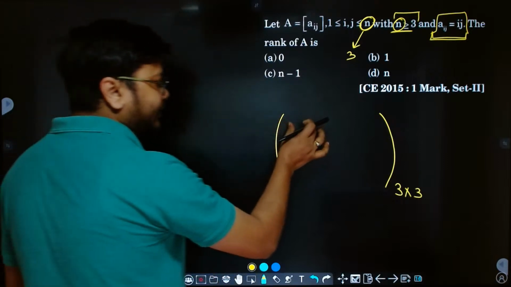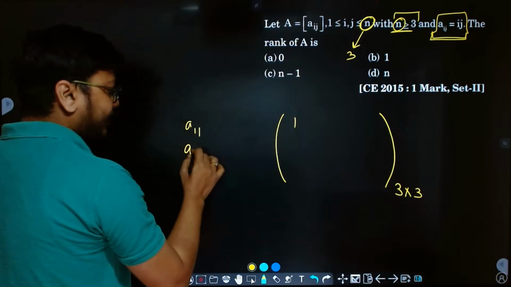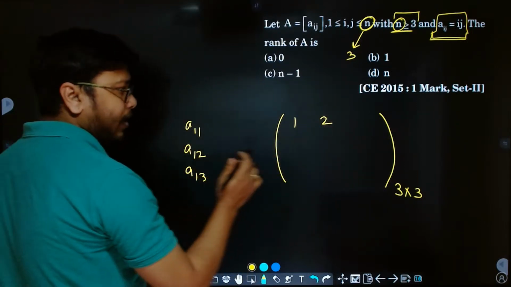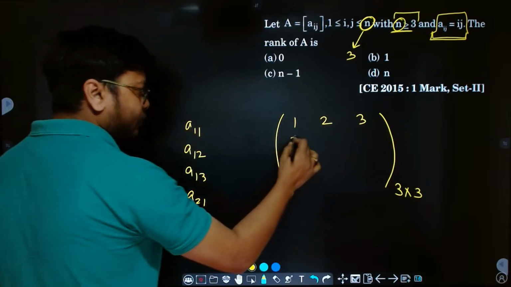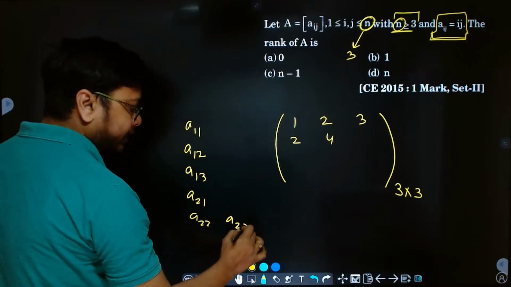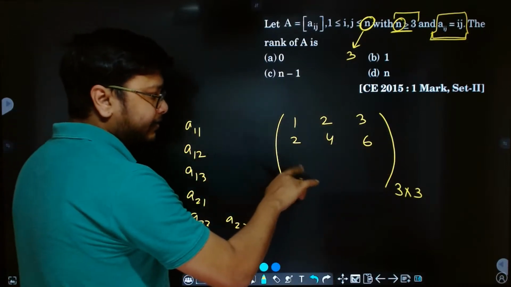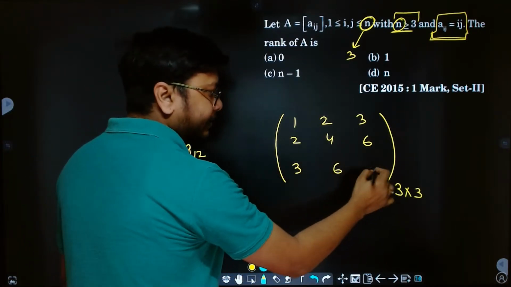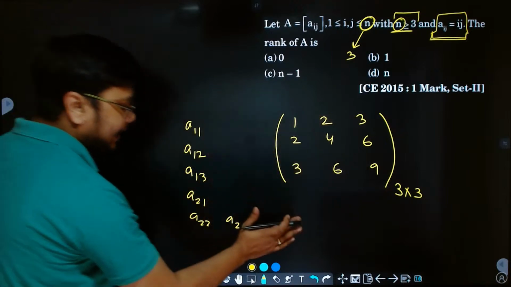So the first position is A11. i into j is 1. Next A12, i into j is 2. Next A13, 1 into 3 is 3. Then next we have A21, which is 2. A22, 2 into 2 is 4. A23, 3 into 2 is 6, and so on. You will get the elements. Next is A31, which is 3, A32, which is 6, A33, which is 9. So this is an example of such a matrix where I have taken n value 3.